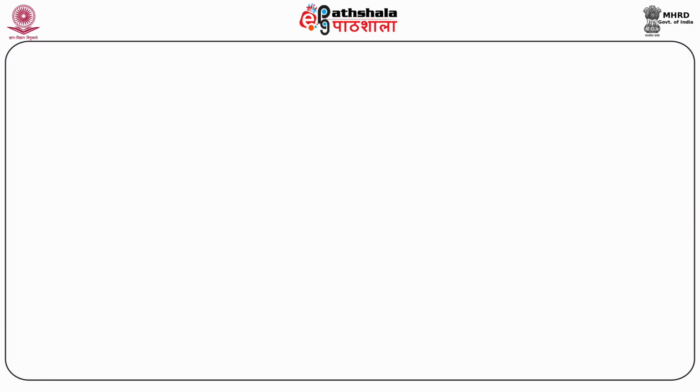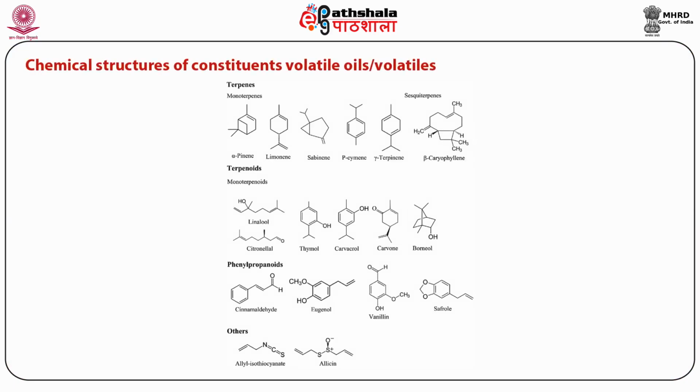This slide gives you an idea about the chemical structures of constituents of volatile oils or other volatiles. You can see at the top there are these terpenes, most of them hydrocarbons. They are monoterpenes or sesquiterpenes like alpha-pinene, limonene, sabinene, paracymene, and alpha-terpinene, while a sesquiterpene is beta-caryophyllene. Then the oxygenated terpenes, known as terpenoids, are like linalool, thymol, carvacrol, carvone, or borneol. You can see that some of them are cyclic, aromatic, or even open chain.